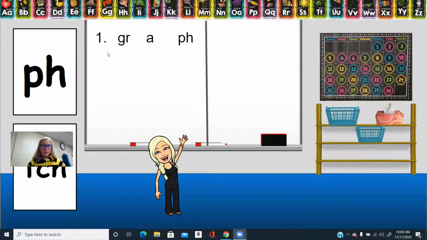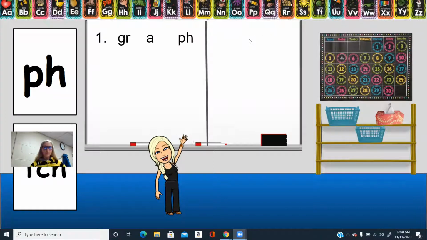All right, here's what it would look like on our sound lines. Gr, ah, graph. If you have that right and you've done a teacher check, go ahead and put it on the rewrite line. We're going to put it all together. So we have our sound lines and our rewrite line. All right, let's go on to number 2.